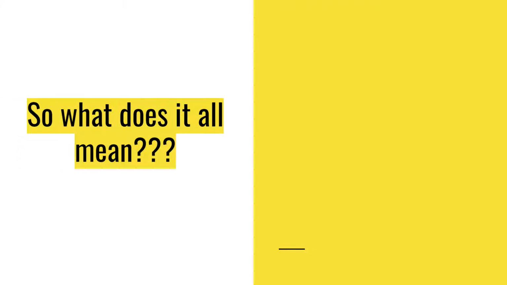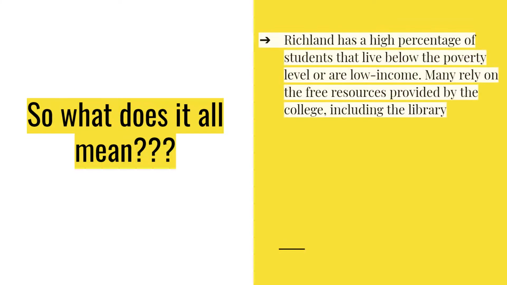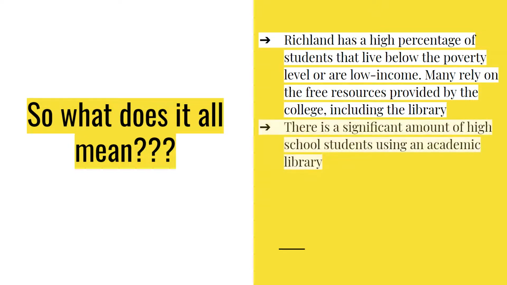So what does this all mean in regards to the Richland Library as an information ecology? Well, for starters, it means that the library is an invaluable resource to our students that are low income or in poverty. Can't afford a textbook? Borrow one at the library. Don't have a computer at home? Use the one in the library. Don't have data on your phone? Use the library's Wi-Fi.